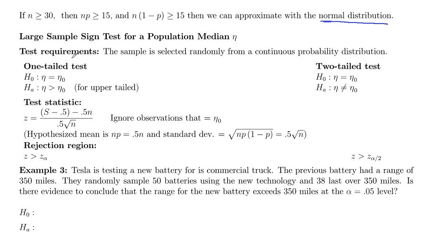So the test requirements here are going to be, again, sample is randomly selected from continuous probability distribution. Same setup for the null and alternative hypothesis for one tail and two tail. But now our test statistic is going to be that value s minus 0.5. That's a continuity correction. And then you subtract off 0.5n and divide by 0.5 times square root of n. And this 0.5n, that is half of the sample size.